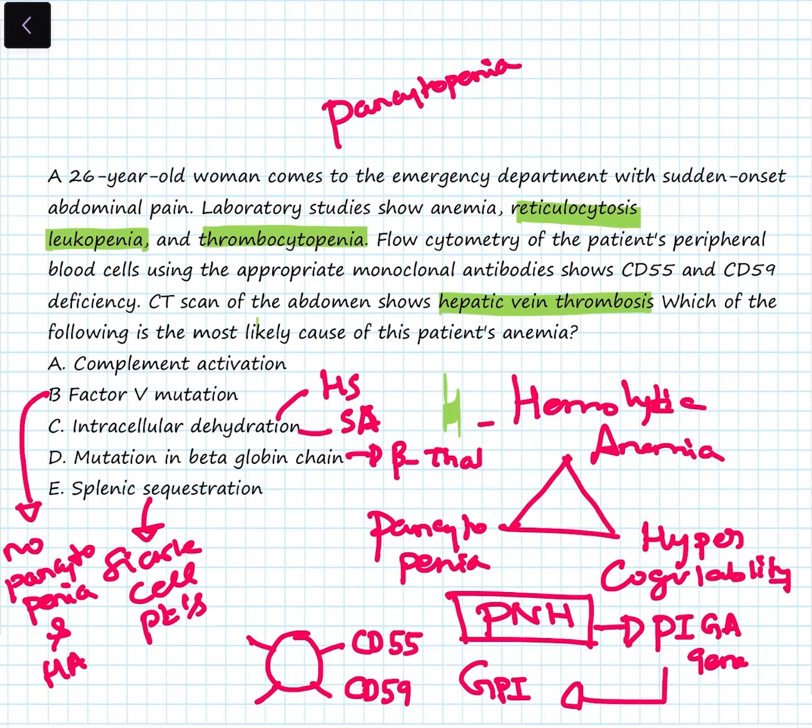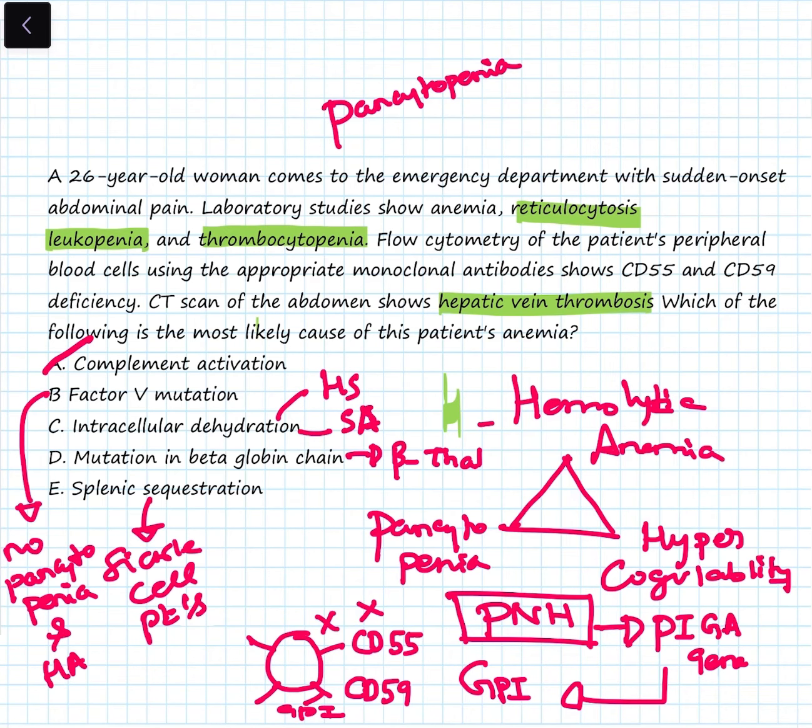CD55 is nothing but the decay accelerating factor, right? And CD59 is nothing but the MAC inhibitory protein. So basically these CD55 and CD59 are complement inhibitor proteins. Whenever the patient has loss of GPI, these proteins cannot bind on the surface. So the red cells can be the target for complement activation. So the likely cause of the patient's sudden anemia is complement activation, right?